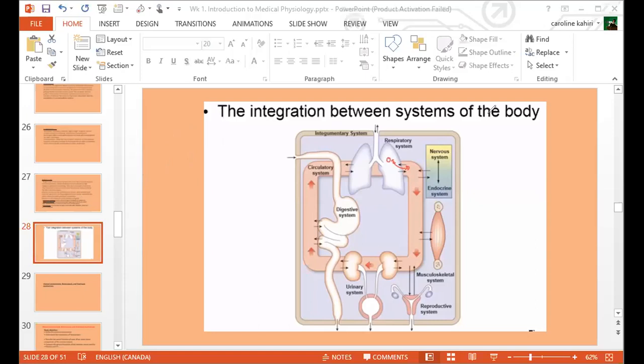Yes, my question is about when you were introducing to us these major systems of the body, you said that when the cell is not excited, usually inside of it there are negative ions, while outside of it there are positive ions. What can we take as the reason for that?